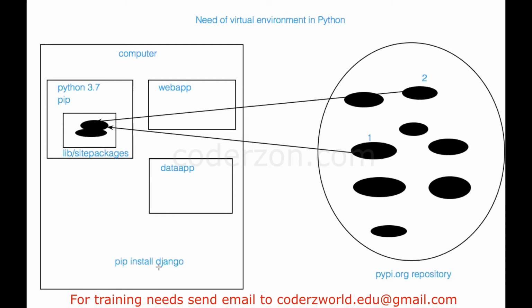Now, what is the solution? The solution is to create a virtual copy of this Python for each and every project. For this project, I have a virtual copy of Python. For this project also, I can have a virtual copy of Python. Then we can install the packages into those virtual Python environments. Then you may be thinking, how can we create a virtual environment in Python? For that, we can use virtualenv.